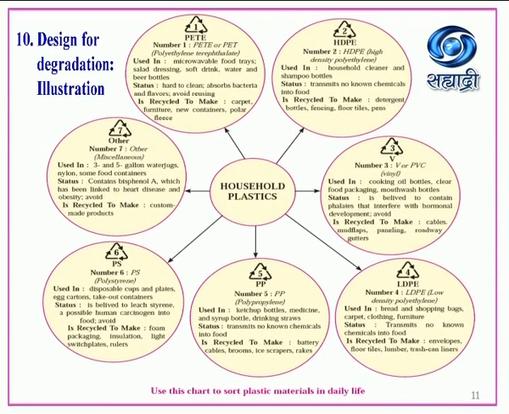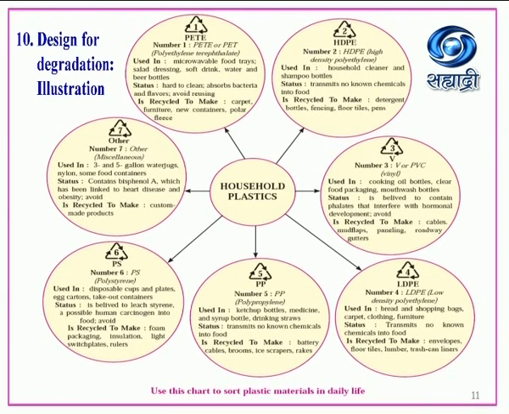Resin code number 3, V, capital V, number 3. V or PVC. V means vinyl, and PVC means polyvinyl chloride. Used in cooking oil bottles, clear food packaging, mouthwash bottles. Status: is believed to contain phthalates that interfere with hormonal development. Please avoid it. Is recycled to make cables, mud flaps, paneling, roadway gutters, etc.